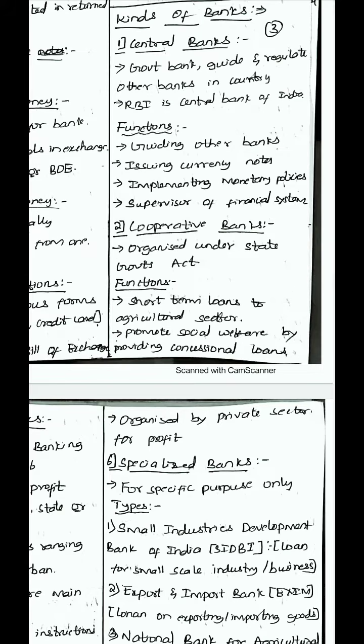The next kind of bank is cooperative banks. They are organized under State Governments Act. Their functions are giving short-term loans to the agricultural sector. So they give short-term loans to the agricultural sector only, and they promote social welfare by providing concessional loans.